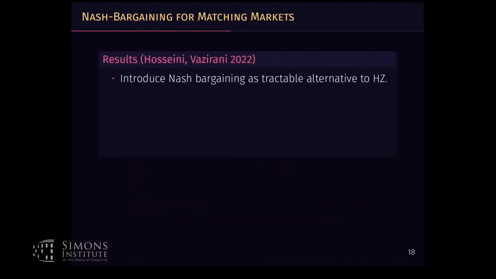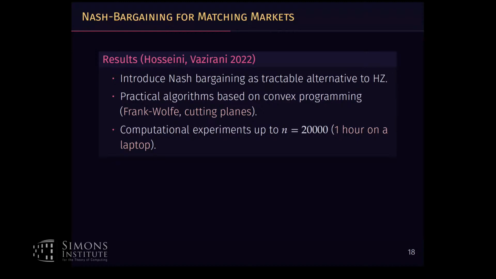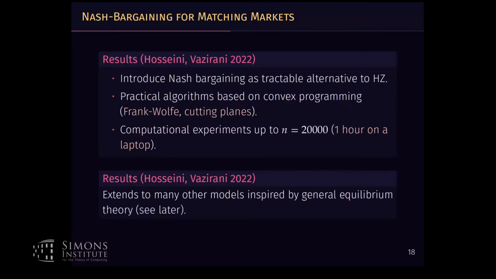Okay, so there's a recent work which studied Nash bargaining as a tractable and real-world alternative to Hylland-Zeckhauser. In this paper, they give various practical algorithms based on convex programming techniques such as Frank-Wolfe and cutting planes. And they show that you can easily solve matching markets up to, say, 20,000 agents in an hour, which, again, if you compare that to the HZ solution, where even for n equals 5, I will not be able to guarantee you any solution ever. So there's a rather big gulf in terms of what you can do experimentally. And also, as I will talk about a bit later, there are many other models of matching markets that you can extend these techniques to.